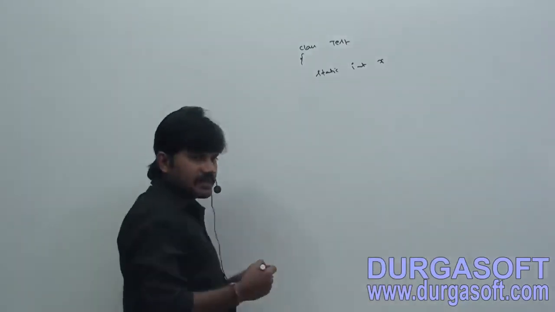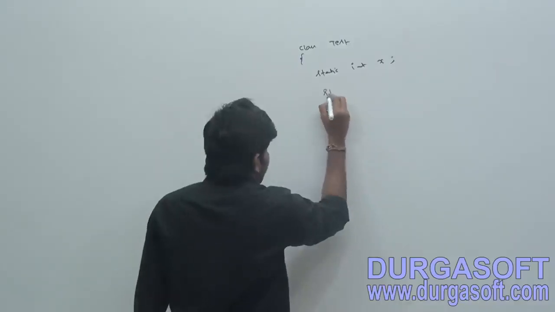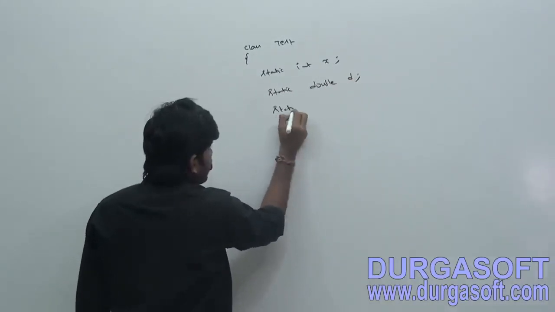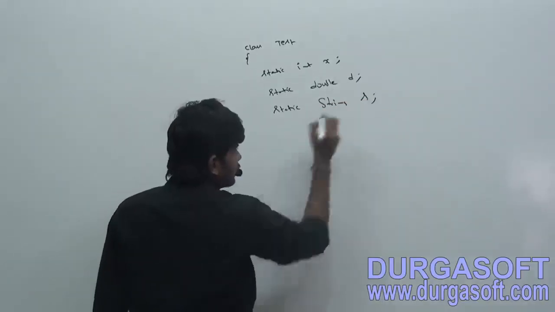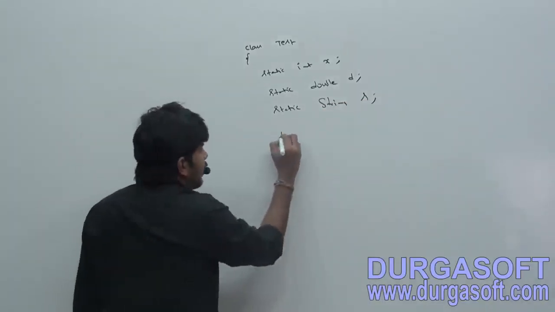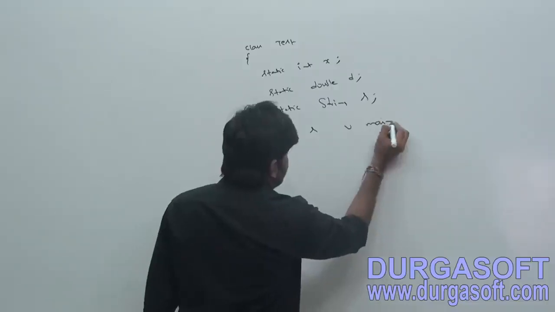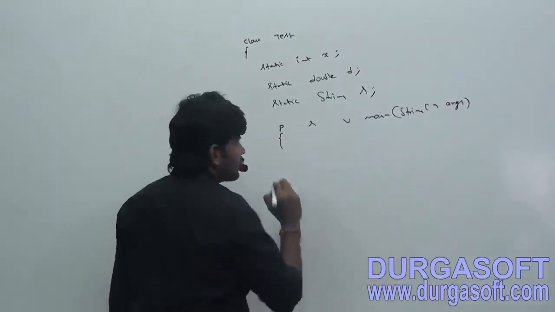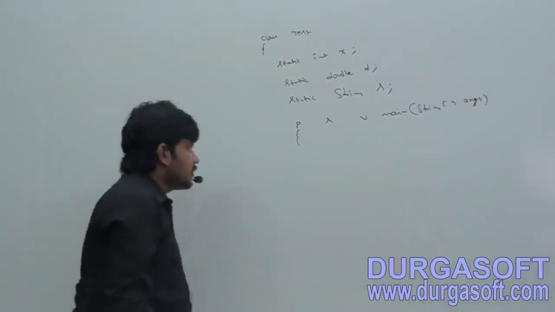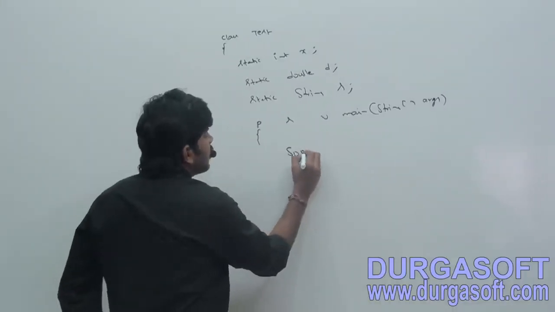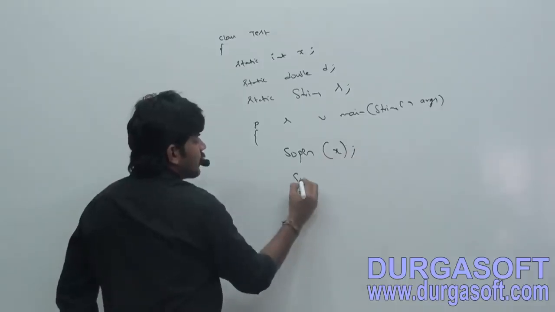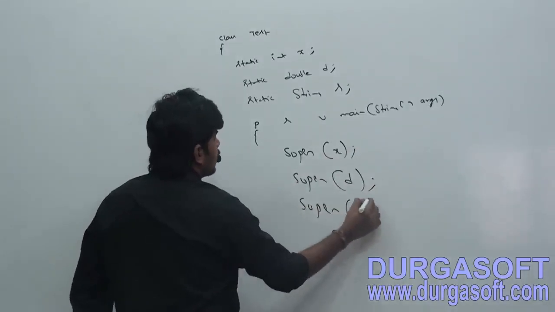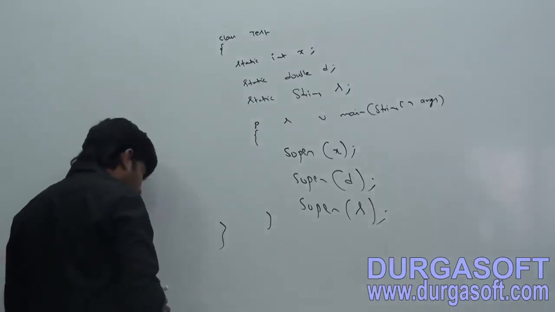Analyze: static int x, static double d, static String s. Sir, for static variables I am not performing any initialization. Public static void main, String array args. Now System.out.println of x, SOP of d, SOP of s. Can you tell what the values are?